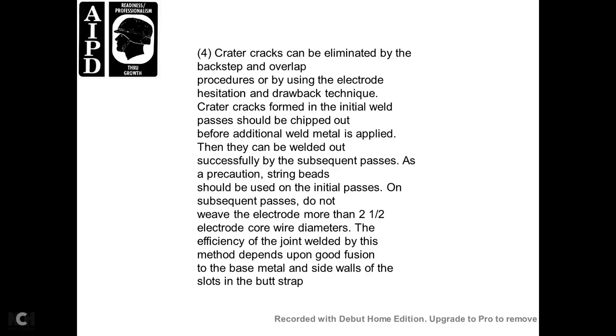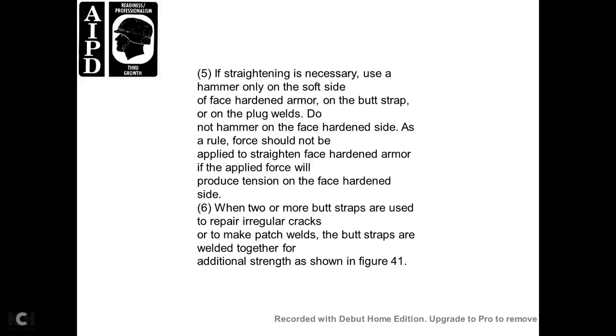As a precaution, string beads should be used for the initial pass. In the subsequent passes, do not weave the electrode more than 2.5 times the electrode core wire diameter. The efficiency of a joint welded by this method depends upon good fusion to the base metal on the side walls of the slot and the butt strap. If straightening is necessary, use the hammer only on the soft side of the plate and the butt strap on the plug weld. Do not hammer on the face side, as the forces should not be applied with straightening force on the hard armor, which produces tension on the face hardened side.